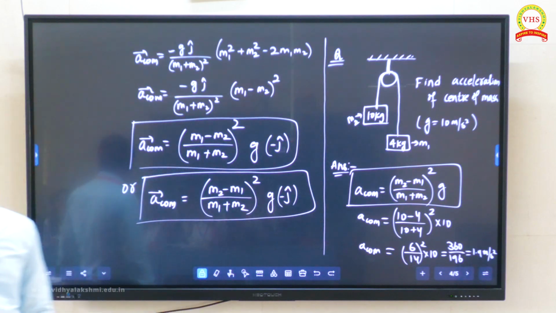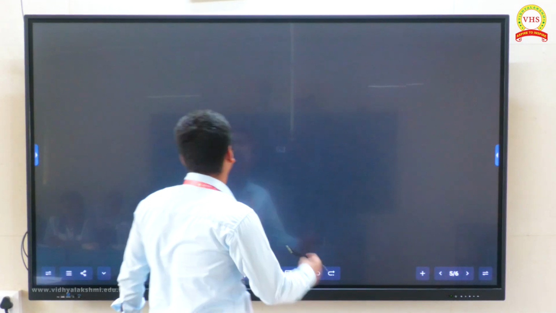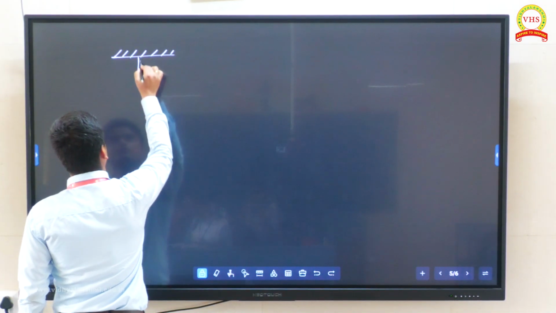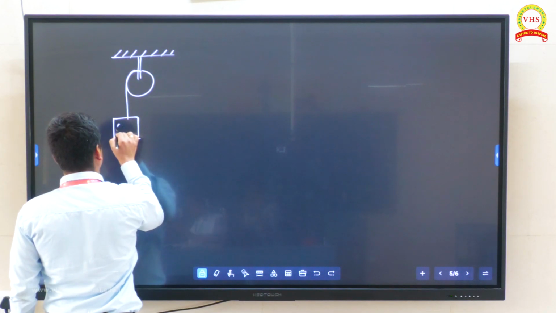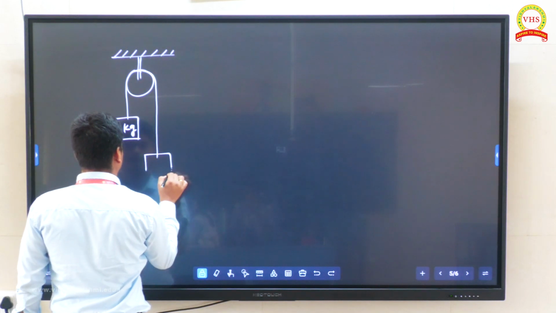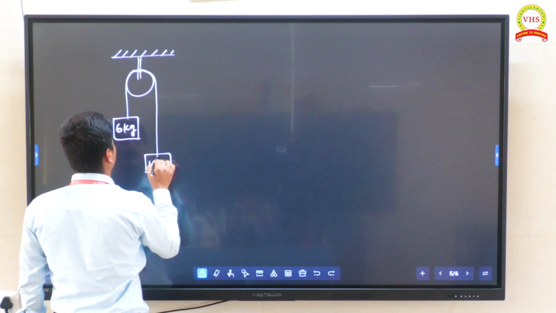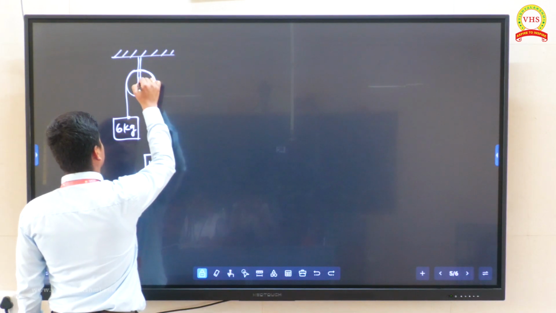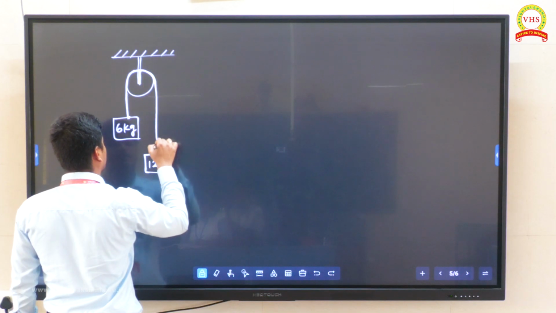Now one more question you try. Here one mass system is given. Here it is 6 kg. Here it is 12 kg. Okay, 6 kg, 12 kg. Now there is a smooth pulley, a frictionless pulley. Here one string is there.